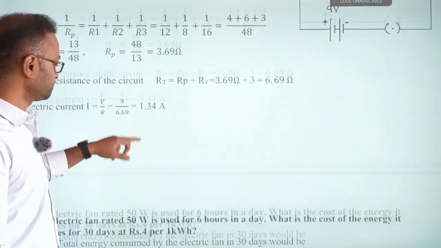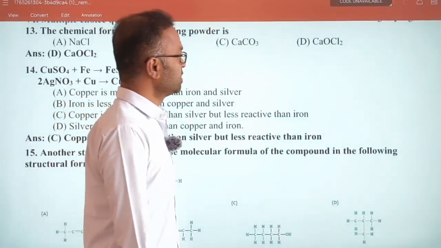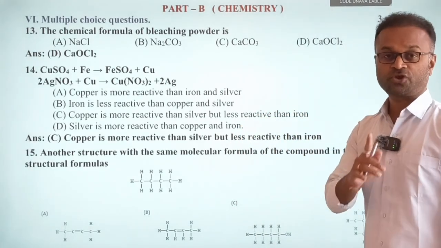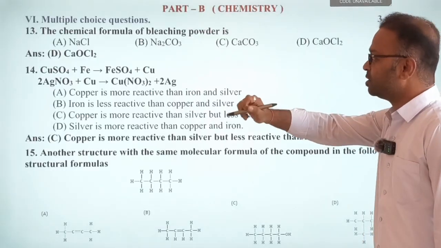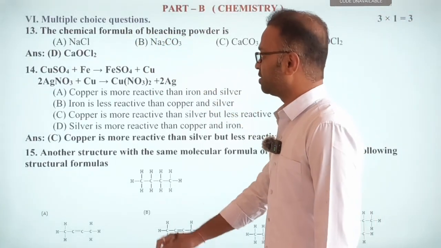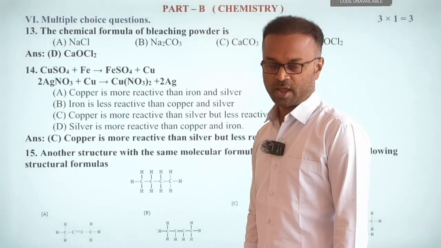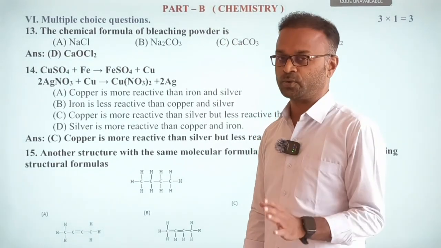Chemistry part B. As we know, the chemistry first section will contain 3 marks. Each question will carry 1 mark. 3 MCQs will be there, and let us try to understand one by one. The first question here, the 13th question, asks for the chemical formula of bleaching powder. That is calcium oxychloride, CaOCl2.